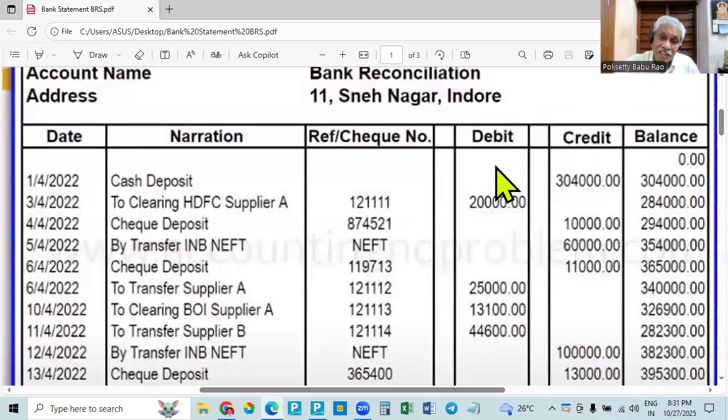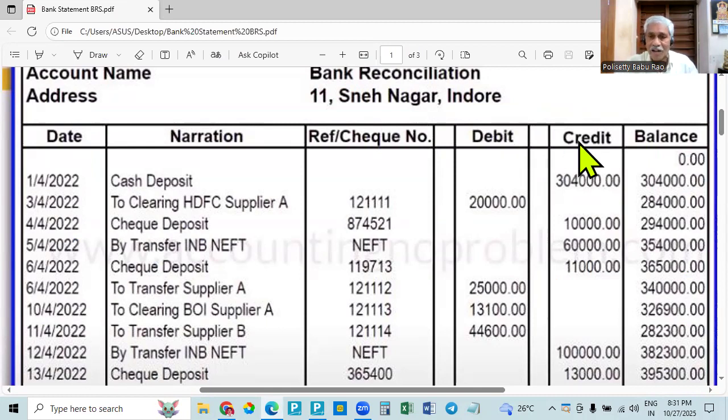So in some cases, in some banks, these show as debit and credit. Debit means withdrawals because we are the receiver from the bank. So the bank will debit the account. Debits will be shown as withdrawals. Credit will be shown as deposits.